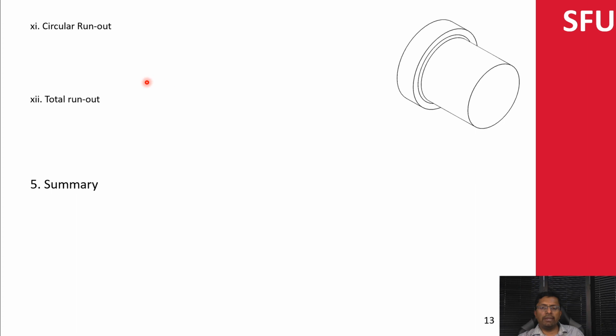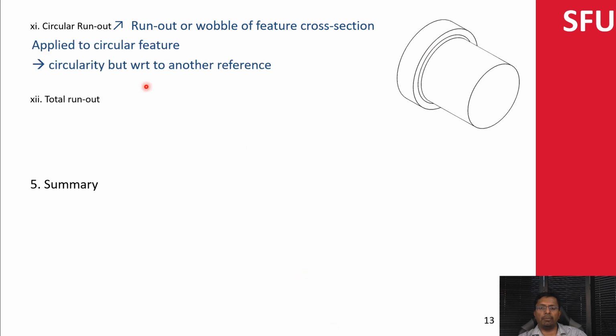So number 11 is circular runout. So I have a little cartoon over here. Generally the circular runout is kind of used to define variation or the waviness of a surface with respect to another circular feature. So the symbol is going to be this arrow here. So for instance, if I have this circular feature, this is actually applied to a circular feature with respect to a circular feature.